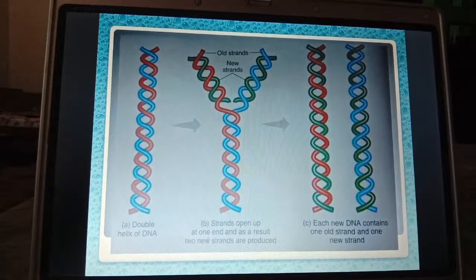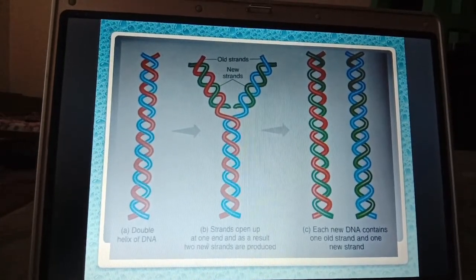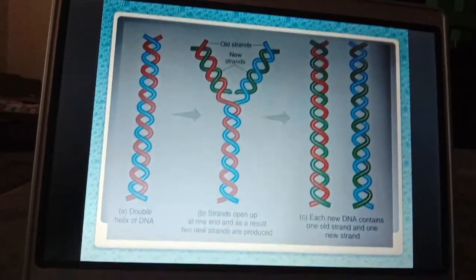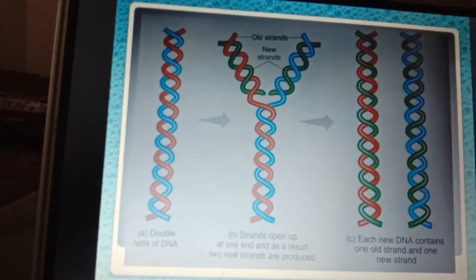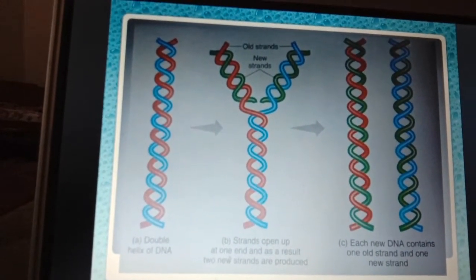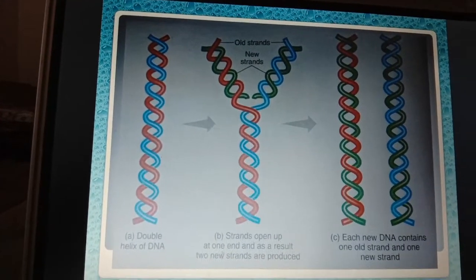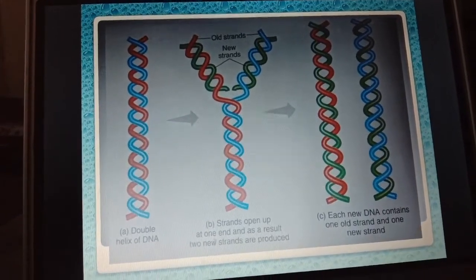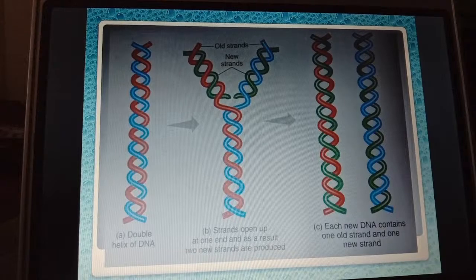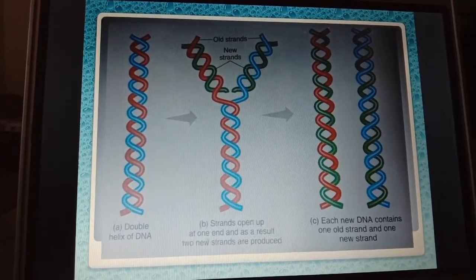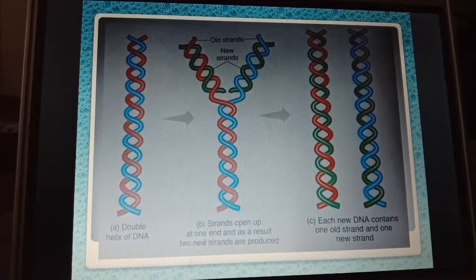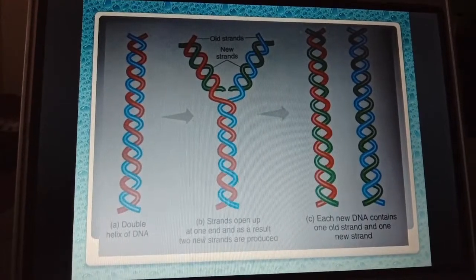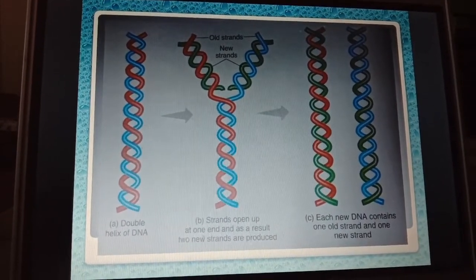You can see here it has been shown with the help of a diagram. In the first, that is A, you will find a double helix of DNA. It starts to uncoil. As the old strand uncoils, a new strand starts to develop by the deposition of new nucleotides, and it will move forward. Strands open up at one end, and as a result, two new strands are produced. At last, each new DNA contains one old strand and one new strand.